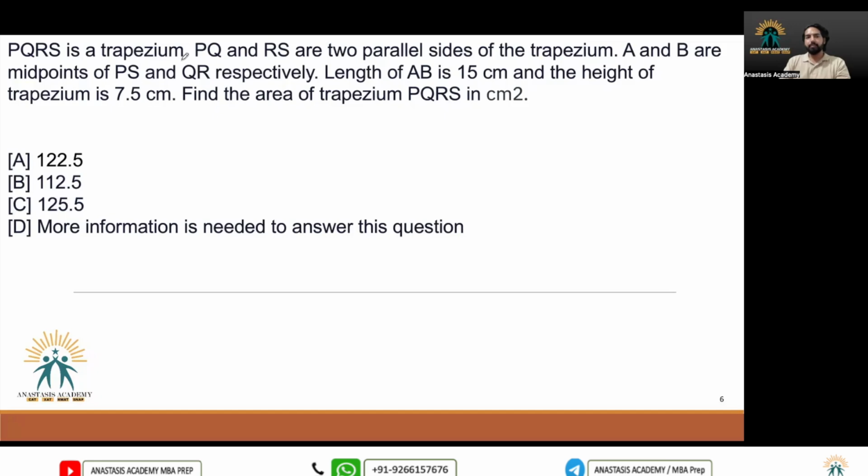PQRS is a trapezium. PQ and RS are two parallel sides of the trapezium. A and B are midpoints of PS and QR respectively. Length of AB is 15 and the height of trapezium is 7.5 centimeter. Find the area of trapezium PQRS in centimeter square.